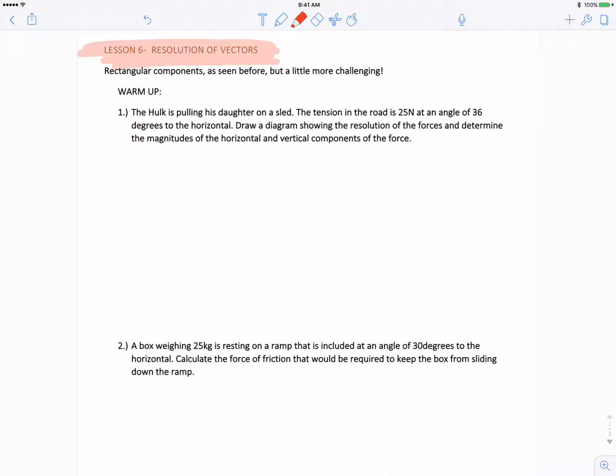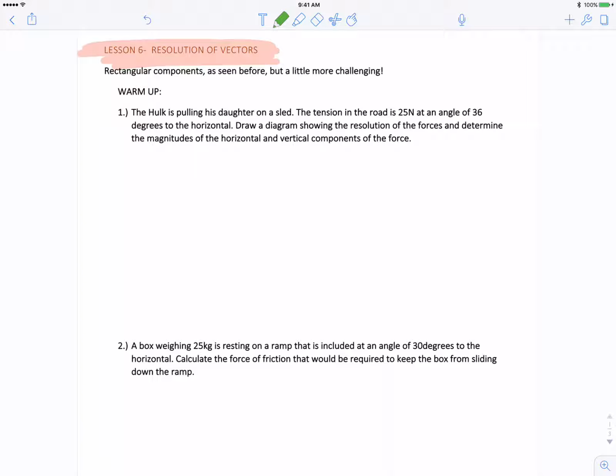Okay, so welcome to Lesson 6, Resolution of Vectors. Same questions as you've seen before, so there's nothing necessarily inherently different. We're still creating diagrams, which means I'm still setting everything up in the same way. So let's read through the first question.